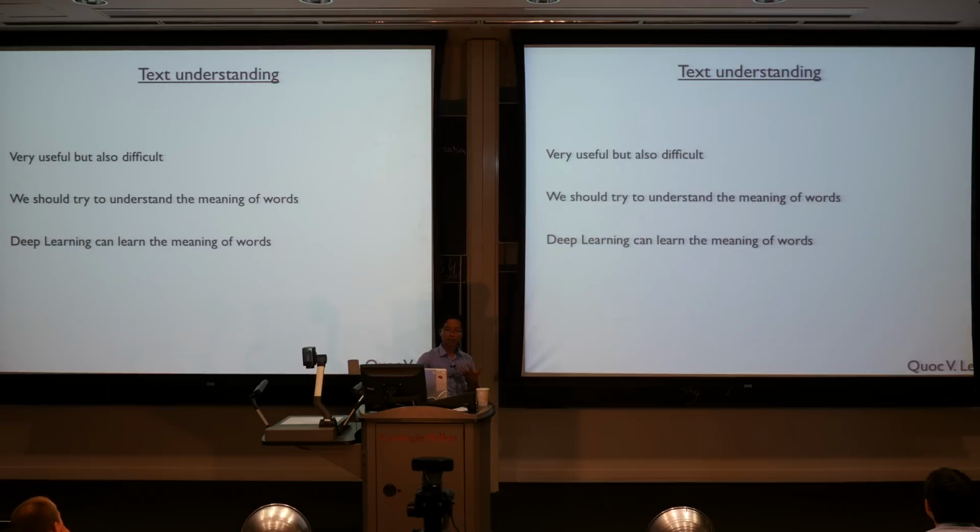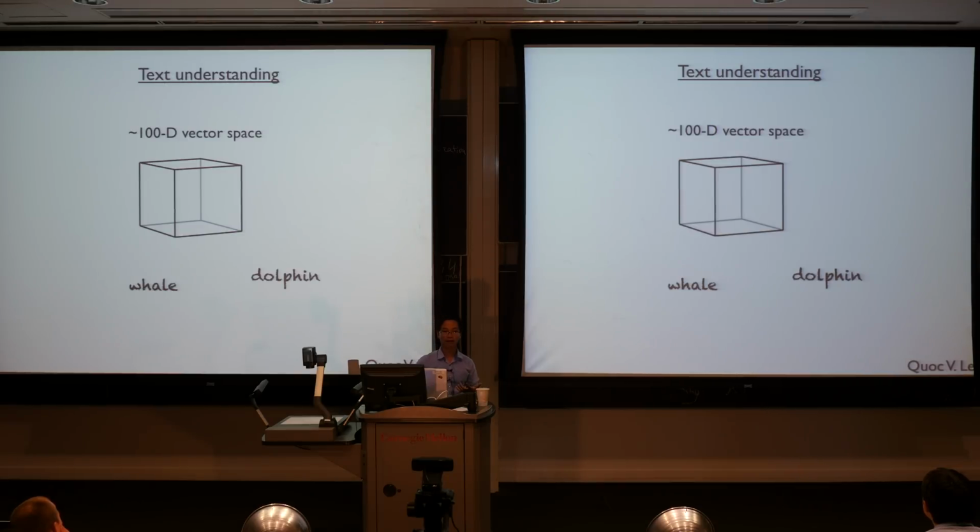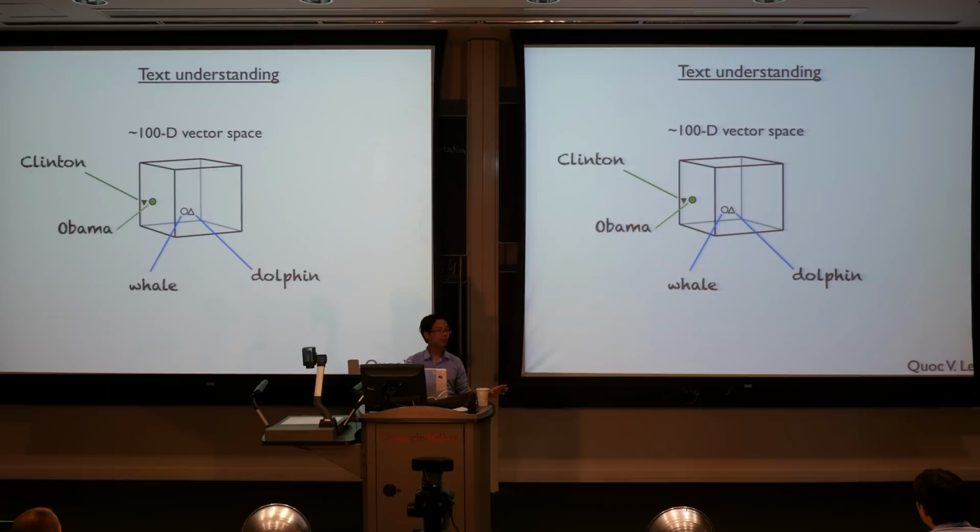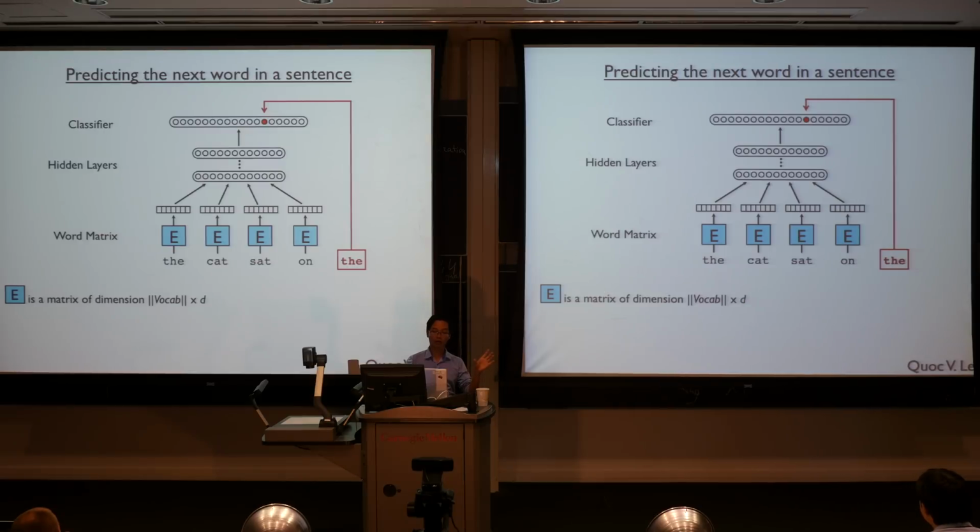The second kind of application that we use is in language understanding. And there, we want to learn word vectors. And the word vectors is basically what I presented earlier. We want to learn representation for words so that it can keep the semantics of the word, right? So you want Wales close to dolphin, Obama close to Clinton, Paris far away, but maybe close to London, right? And the neural network that we have is very similar to what I presented just before this talk here.